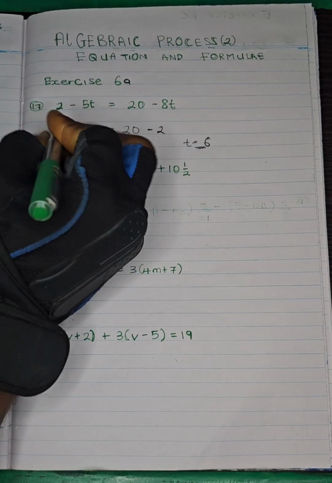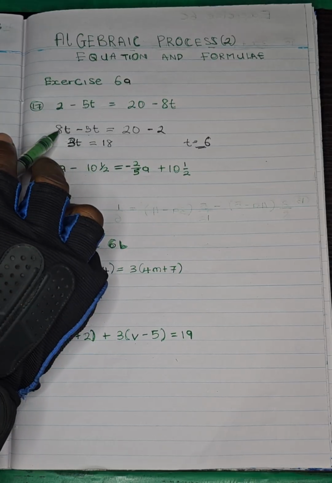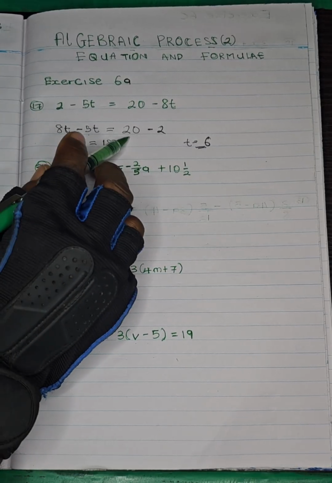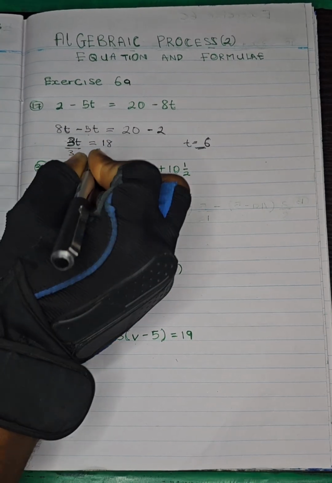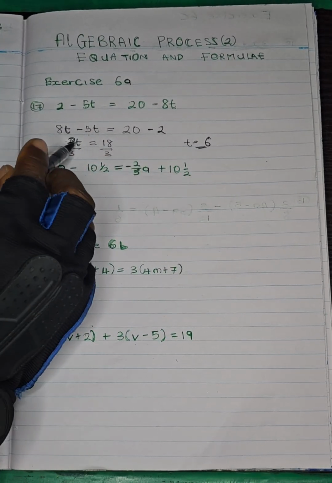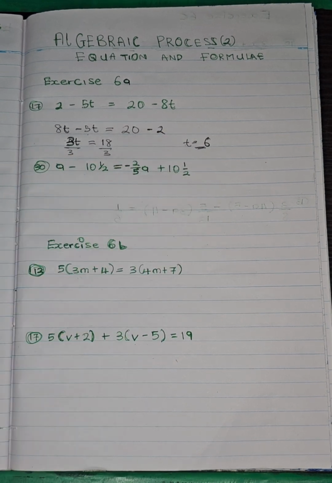So the next is 3t equals 18. By the time 20 minus 5t is giving you 3t. 20 minus 2 will give you what? 18. So next thing we're going to do is divide both sides by 3. If you divide both sides by 3, we can say 3t over 3, 18 over 3. This will give you t, and this will give you 6. So your answer is what? t is equal to 6. Let's go to the next example.